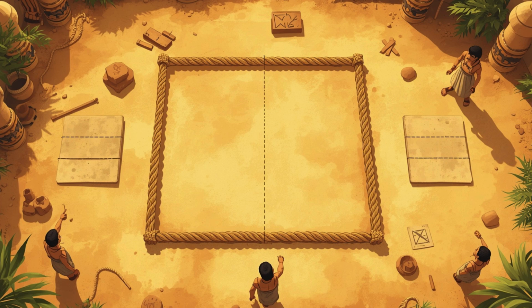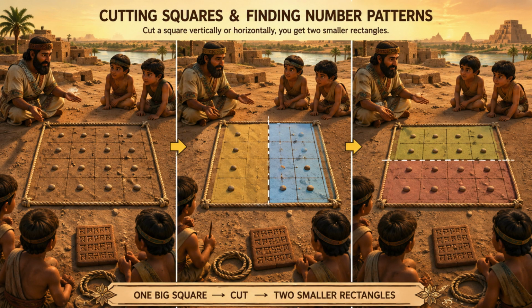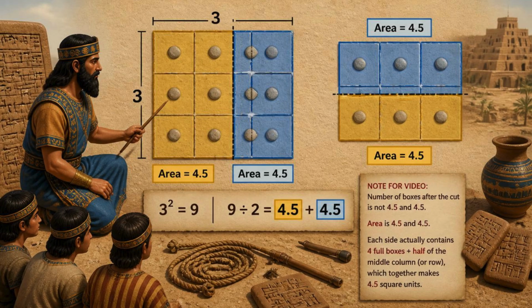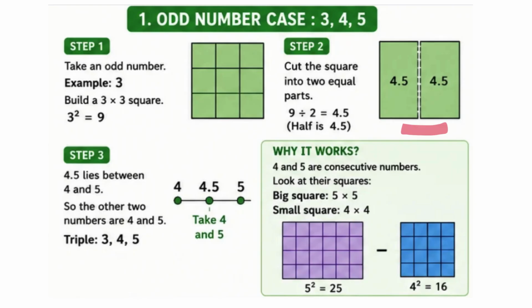What happens when we cut a square? Take an odd number, 3 squared. Its area is 9. Cut it in half. Half of 9 is 4.5. Notice something. 4.5 sits between 4 and 5. And suddenly the numbers 3, 4, 5 start appearing together.